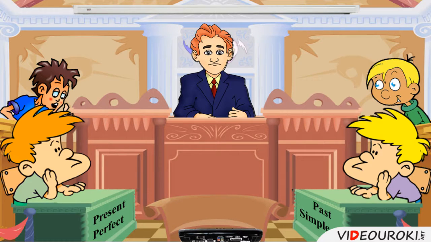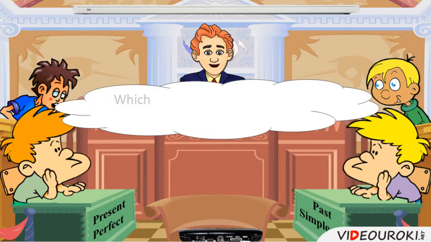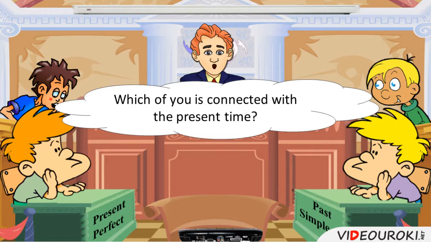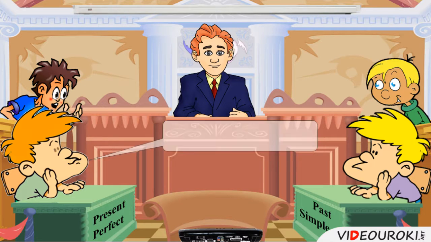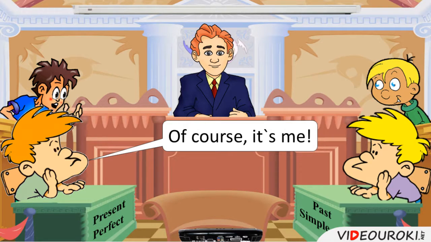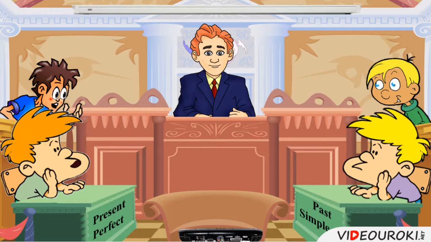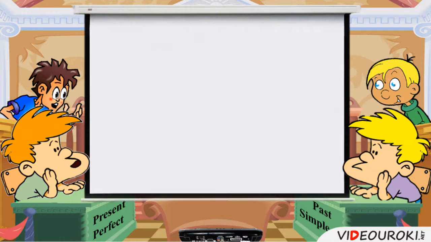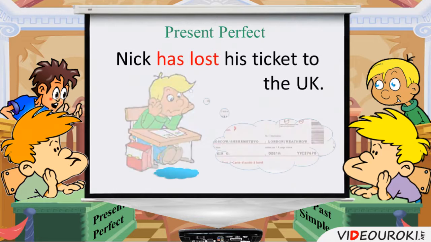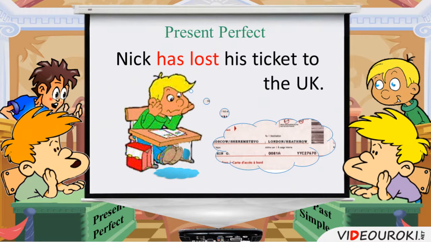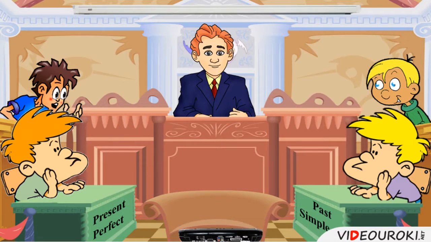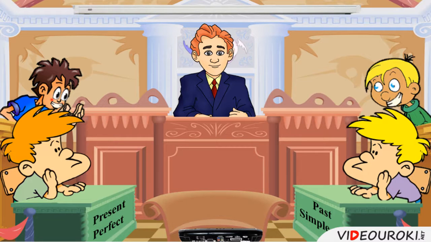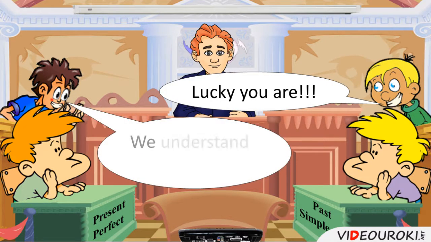Now, I want to ask you the last question. Which of you is connected with the present? Который из вас связан с настоящим? Of course, it's me, the present perfect tense. Look, Nick has lost his ticket to the UK. Ник потерял билет в Соединенное Королевство. Это значит, что он все еще не может найти его. Вот вам и результат, связь с настоящим. Lucky you are. We understand everything now.